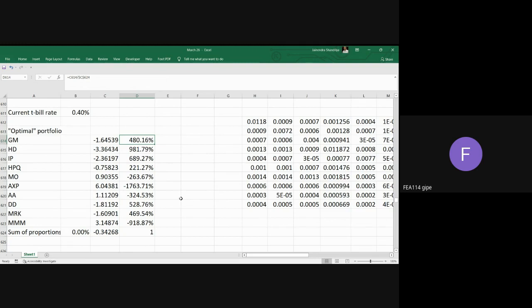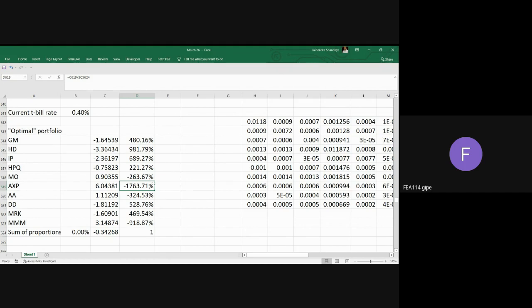What I was telling is, let's do it a little faster because not much time is left. If you do naive optimization like this, you get General Motors has 480%, Home Depot has 981%, something like 689%, and on the extreme you have American Express has minus 1763%. When you do a naive optimization like this, assuming that the variance covariance matrix is perfect and it works wonderfully going forward, then this is the problem. It shows you a portfolio proportion which is unrealistic.